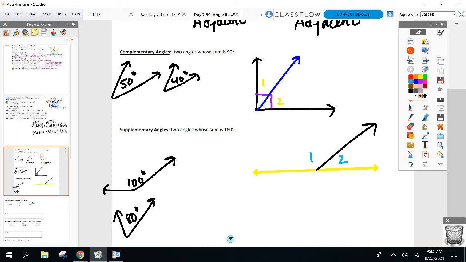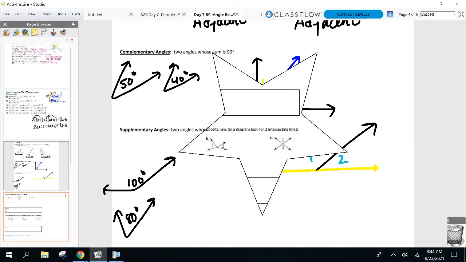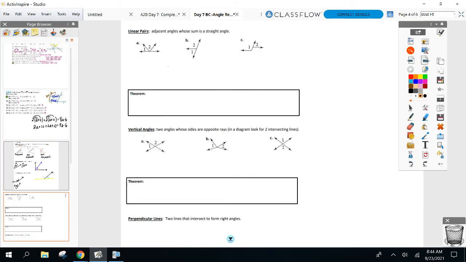I don't think you've heard of this term before. They are called linear pairs. Adjacent angles who form a straight angle. Linear has the word line in it, so two angles that form a line. Linear pairs. Get used to that term. Two angles that form a straight line.